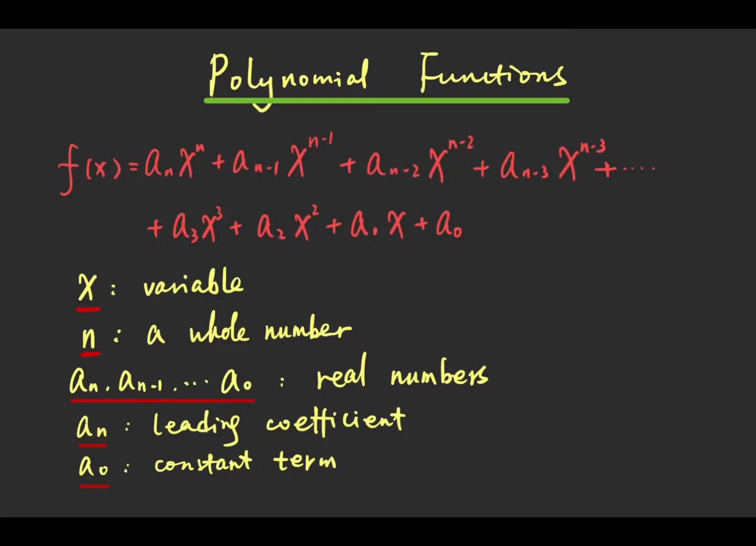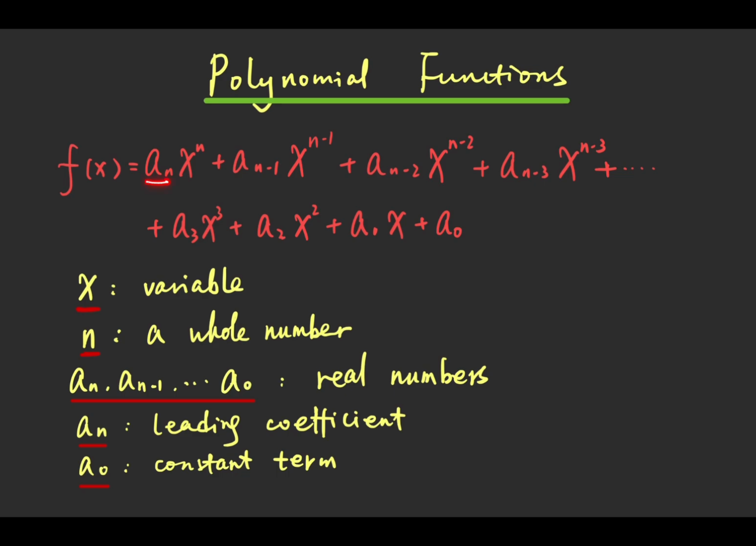What is a polynomial function? First, let's discuss the expression of the polynomial function. If a function's expression follows the form a_n times x raised to n plus a_(n-1) times x raised to n minus 1, until a_1 times x raised to 1 plus a_0 times x raised to 0, we say this kind of function is a polynomial function.